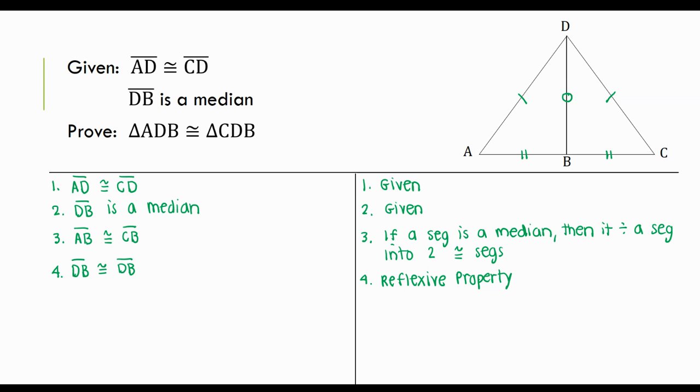Now I have 3 things marked in my picture, so now I have enough information to state that the triangle ADB is congruent to the triangle CDB. And if we look at the markings, it looks like it's because of side, side, side. So if I'm looking at my steps, my first set of congruent sides came from step number 1. It wasn't, though, until step number 3 where I had congruent segments again, and then finally step 4 finished it out.